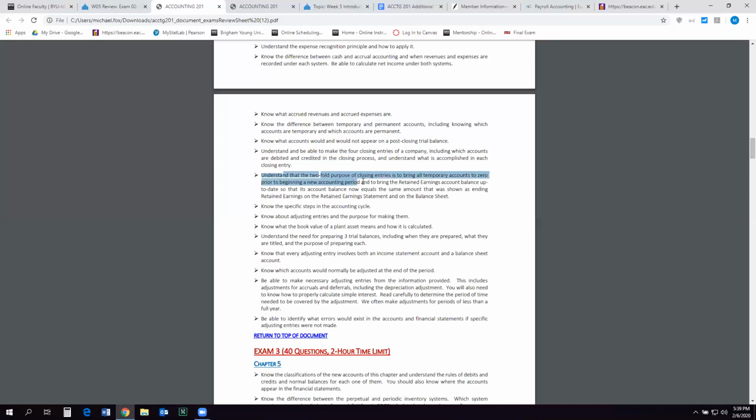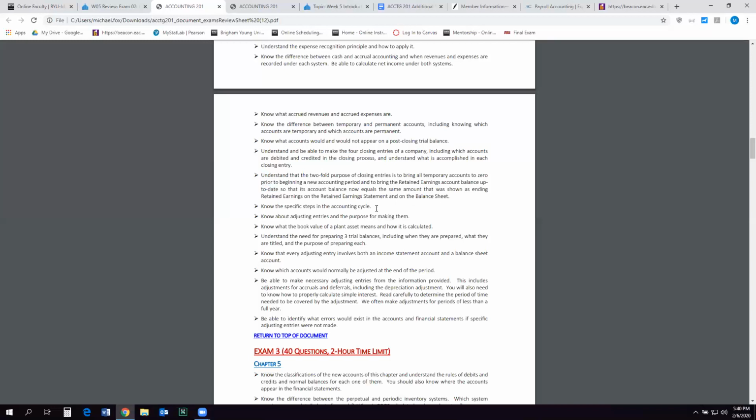Understand the twofold purpose of closing entries: to bring all temporary accounts to zero prior to beginning a new accounting period, and to bring the retained earnings account balance up to date. So the account balance now equals the same amount as was shown in ending retained earnings on the retained earnings statement. Okay, so there's nothing really to explain there. It explains what they want you to know.